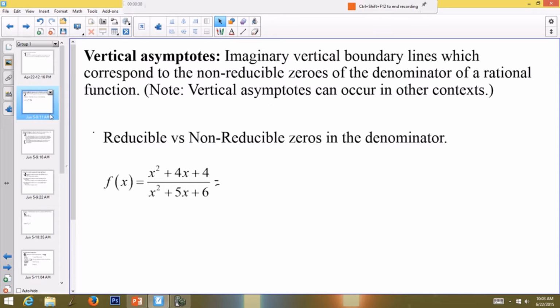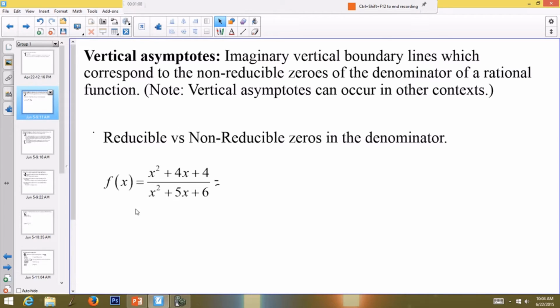So a vertical asymptote is an imaginary boundary line which corresponds to the non-reducible zeros of the denominator of a rational function. And we're talking about rational functions in vertical asymptotes, so there are other instances in which you could have a vertical asymptote other than a rational function like we have up here. So what do I mean by a reducible versus a non-reducible zero in the denominator?